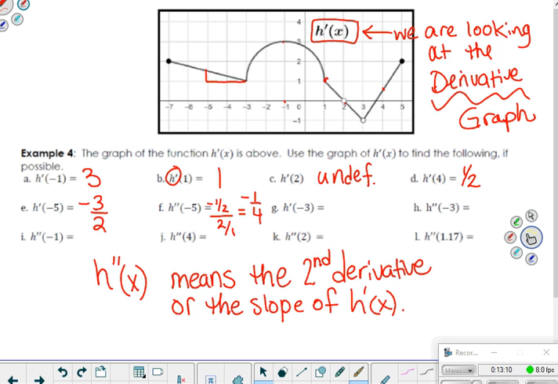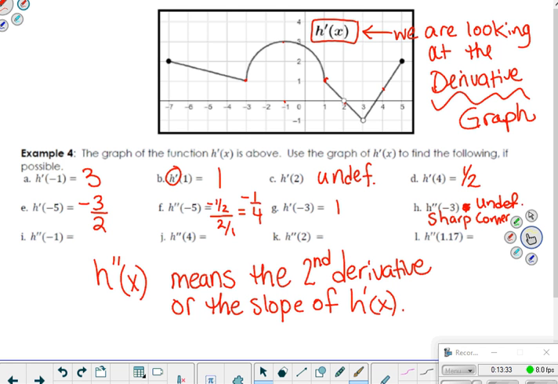H prime, now we're back to reading face value, aren't we? H prime of 3 is 1. H double prime of 3 hits a sharp corner. Is there a derivative? No. This would be undefined. I'll take off the equal sign. This is undefined.